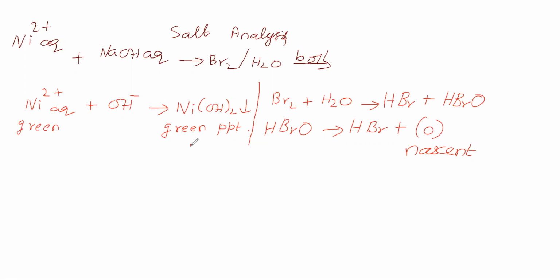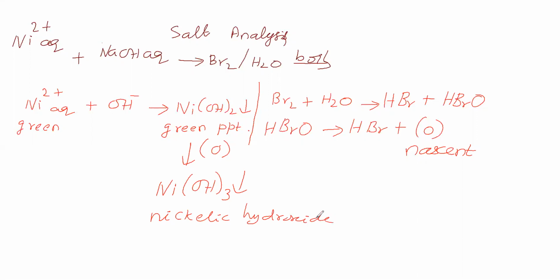This nascent oxygen reacts with this Ni(OH)2. Now Ni(OH)2 becomes Ni(OH)3. This Ni(OH)3 is called nickelic hydroxide. This nickelic hydroxide is a black precipitate.